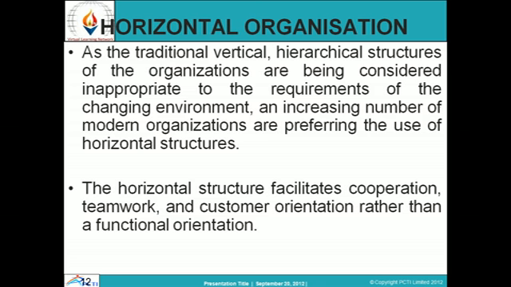Horizontal organization. Another type of organization is horizontal organization. As the traditional vertical or hierarchical structures of the organization are being considered inappropriate to the requirement of the changing environment, an increasing number of modern organizations are preferring the use of horizontal structure. Means we can say that vertical hierarchical organization is considered a traditional style of working, and now modern organizations are moving towards horizontal structures.